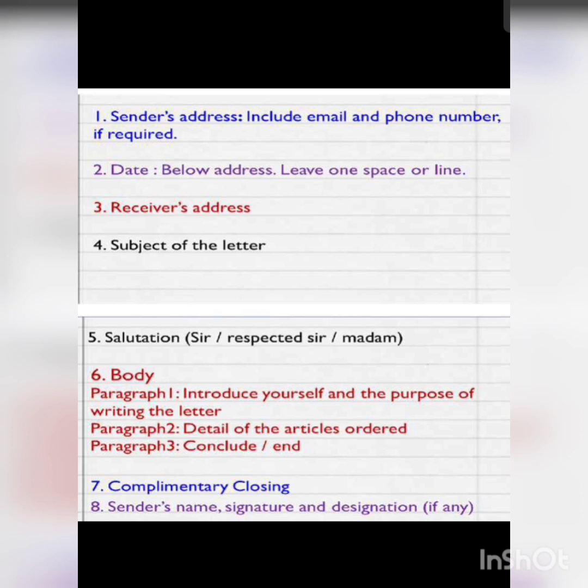Last is the sender's name. On the right hand side, you are going to write your name again, your signature, and yes, before writing your name and your phone number, you have to write yours faithfully, yours sincerely. Anything you can write, and then you can end the letter.